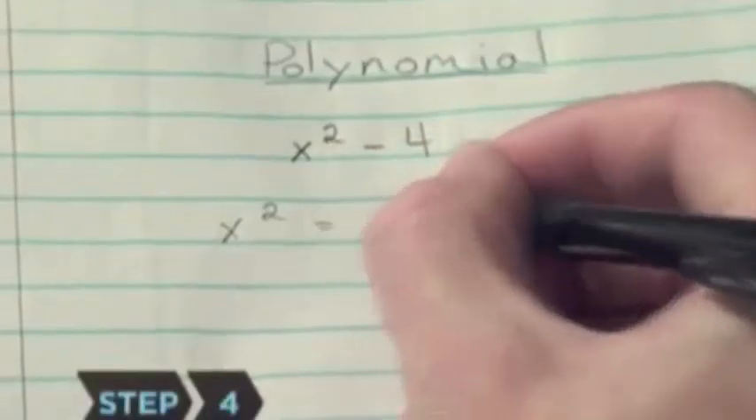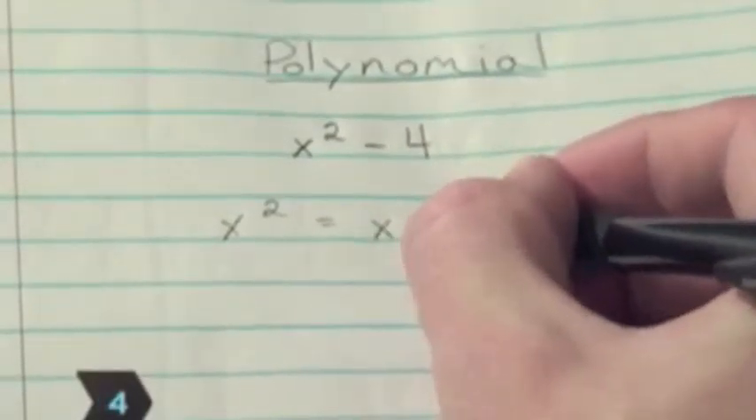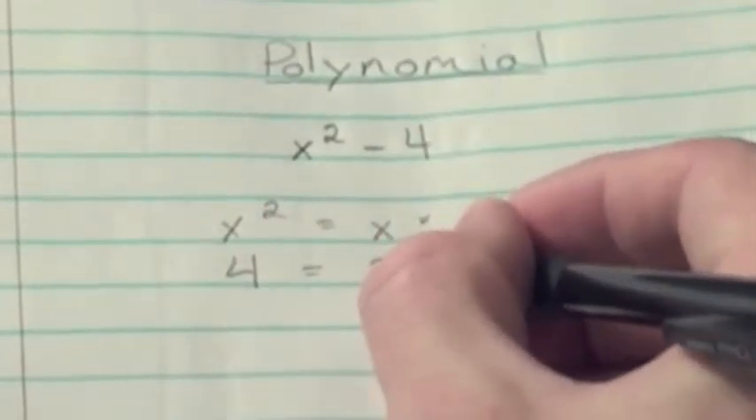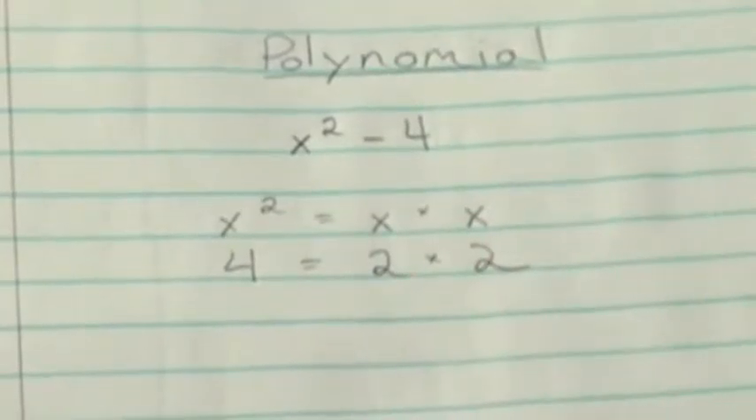Step 4. Finding the difference of two squares is another type of factoring. In the expression x squared minus 4, x squared is the square of x and 4 is the square of 2. Step 5. To factor the difference of two squares, draw two sets of parentheses.